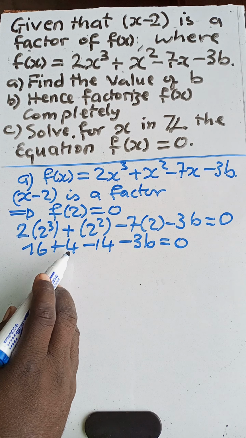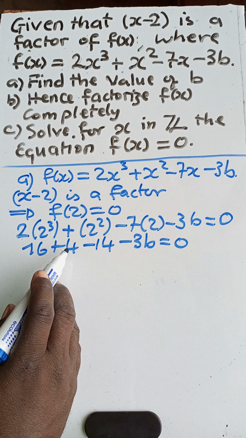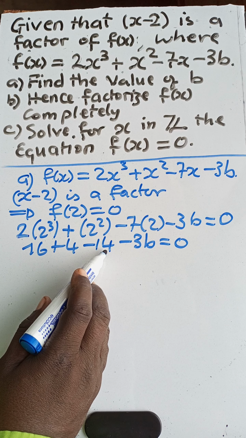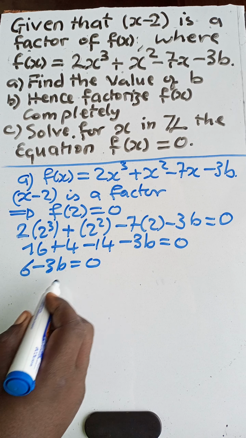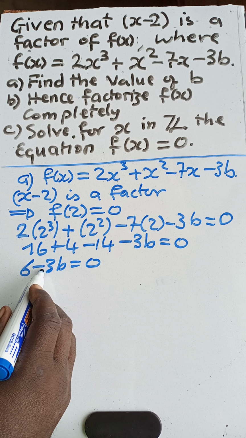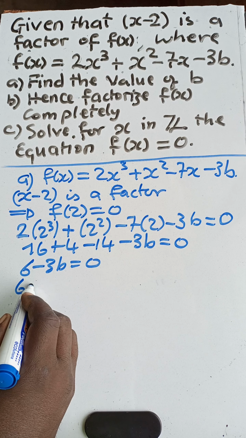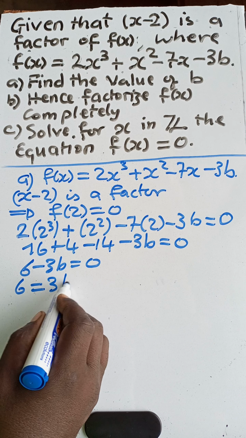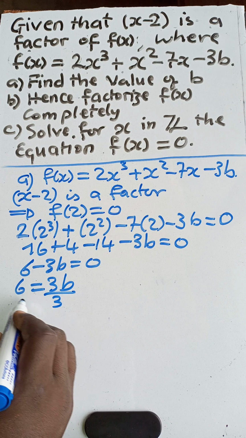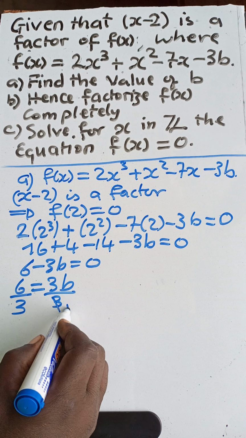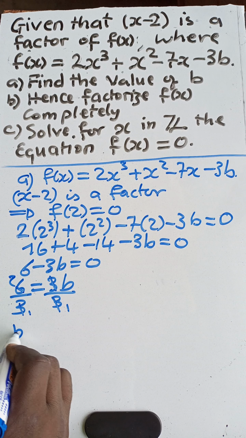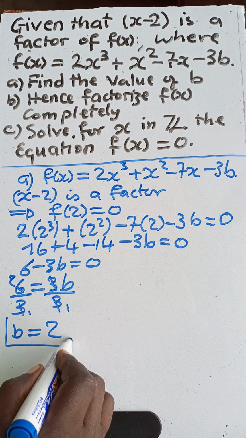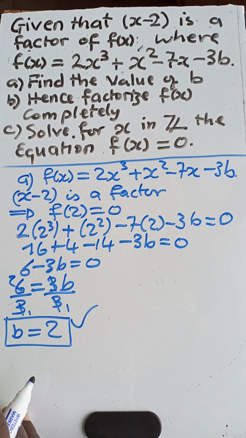16 plus 4 is 20. 20 minus 14 is 6. So we have 6 minus 3b giving us 0. If we take this negative 3b that way, we're going to have 6 is equal to 3b. So to have b, we have to divide both sides by 3. 3 into 3 is 1, 3 into 6 is 2. Therefore, the value of b is 2.